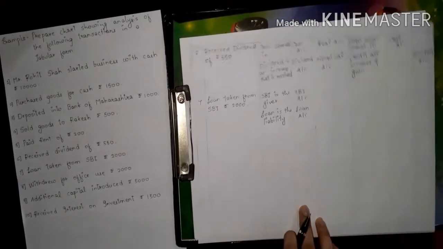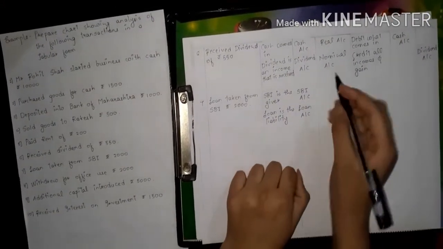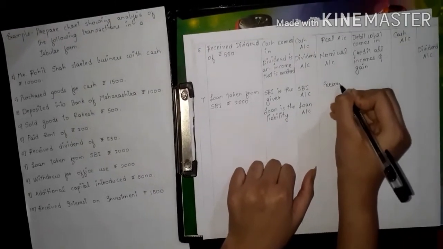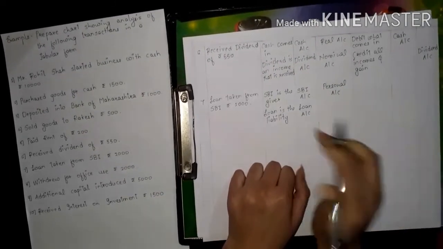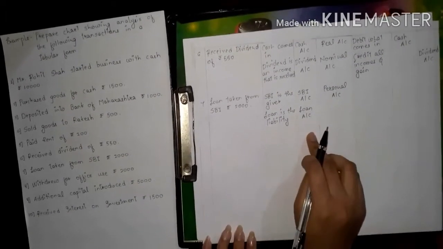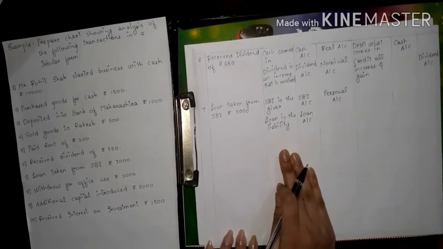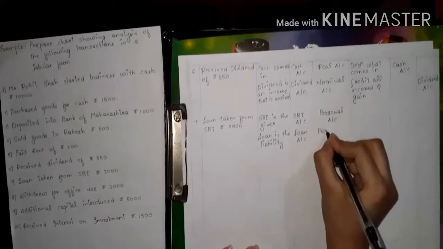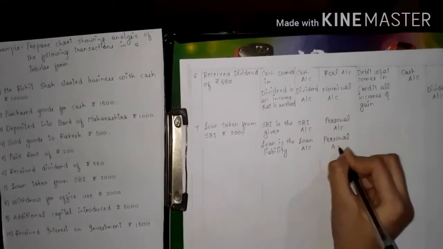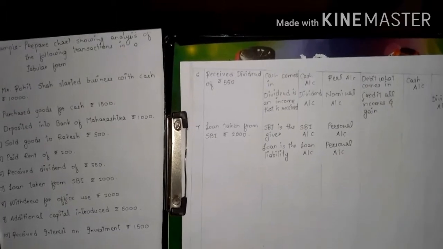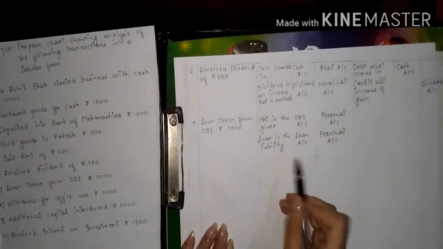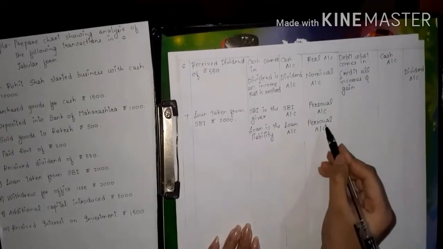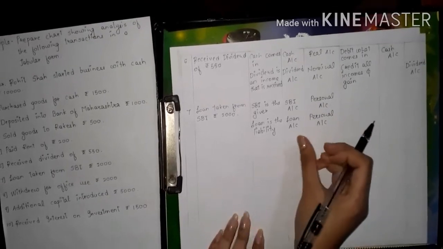Now we know bank classifies under which rule? Personal rule. So SBI is a bank, so it is a personal account. So I'll write here personal account. Since loan is our liability, it is our personal liability, we have to pay it. So this is also going to be our personal account. After some time we have to pay that loan to the bank. Loan is taken by natural human beings. No other person can take loan. That is why this is related to personal account, loan account.